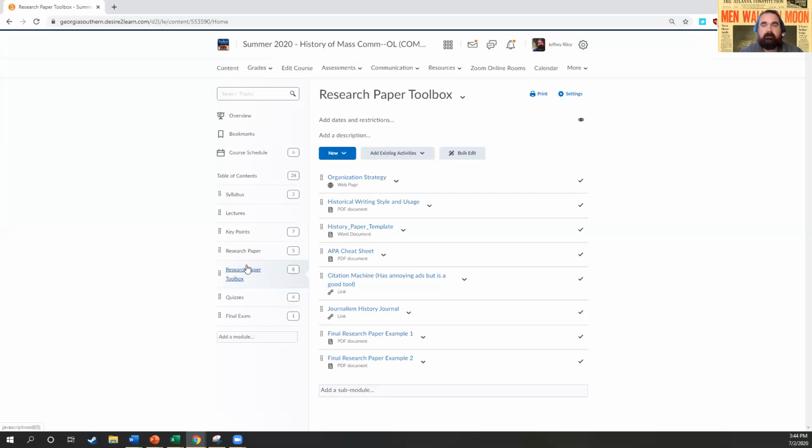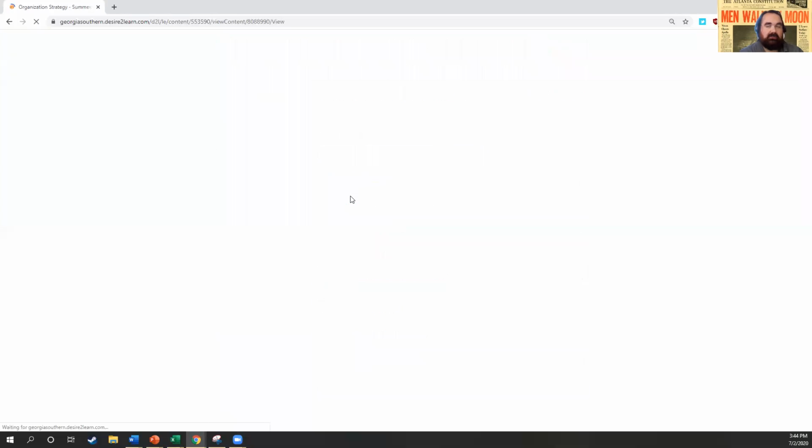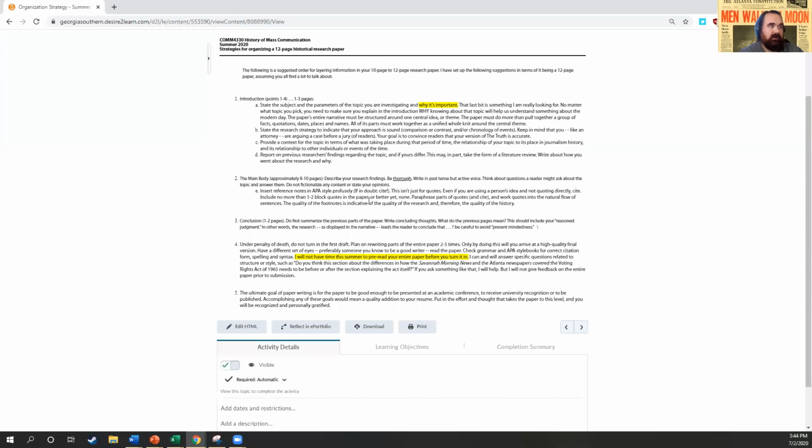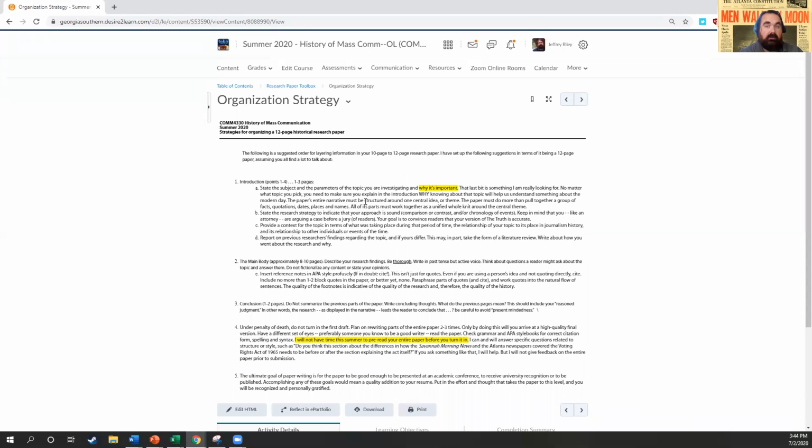And this is stuff that I have loaded up with links to outside places and documents that I think will be very helpful for you as you sit down to do some of this work. So first of all, let's look at the organization strategy document. The organization strategy document is a way of thinking about how to order your research in your overall study.